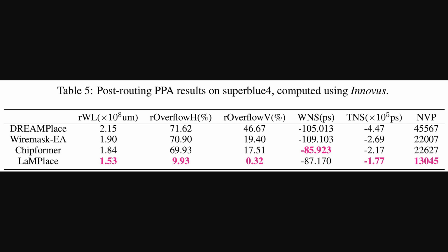LaMPlace really shines in reducing wire length and overflow, and also achieves the best total negative slack and number of via poly. While ChipFormer is slightly better on worst negative slack for this specific design, LaMPlace's strong showing across most metrics here, especially the significantly lower overflow, really underscores its advantages.